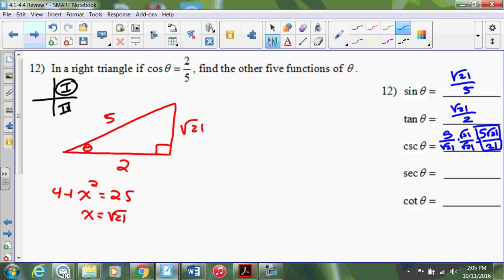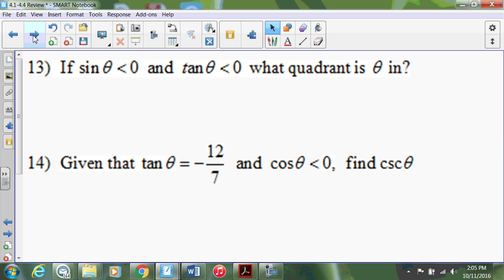Secant is going to be the flip of cosine. They already gave us cosine as 2 over 5, so secant is 5 over 2. And then cotan is a flip of tan, which gives us 2 over root 21. And if we rationalize it, it gives us 2 root 21 over 21. That's all you'd have to do for this one. Doesn't seem too bad so far.